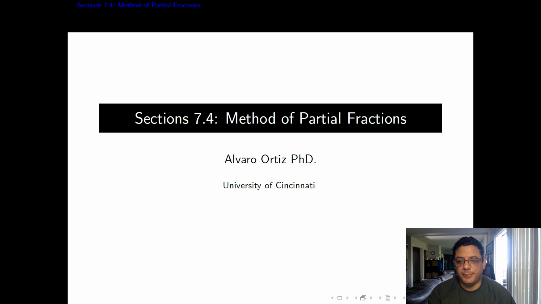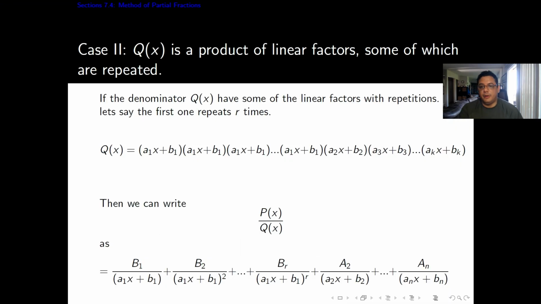Hello everyone, this is part 2 of the method of partial fractions. For case 2, we consider that q of x is a product of linear factors, some of which are going to be repeated. So in the arrangement p over q, that means that q can be seen as the same factor repeated a couple of times plus some other terms that are just repeated once.